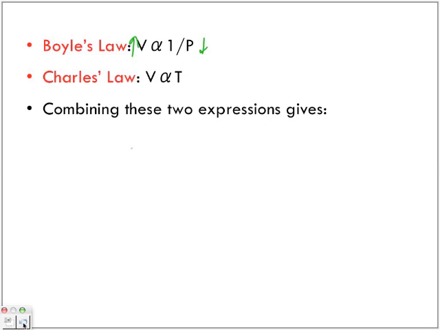Now, combining these two expressions gives us the following. We've got V, as we said, is proportional to 1 over P. Now we're going to add in that times T. Right? So what we're doing is we're combining. We've got V is proportional to some kind of factor that deals with these gases. In the first one, according to Boyle's law, it's 1 over P. The second one, in Charles' law, it's proportional to T. So why not combine them as follows? Right? And so we get the following. V is proportional to T over P.